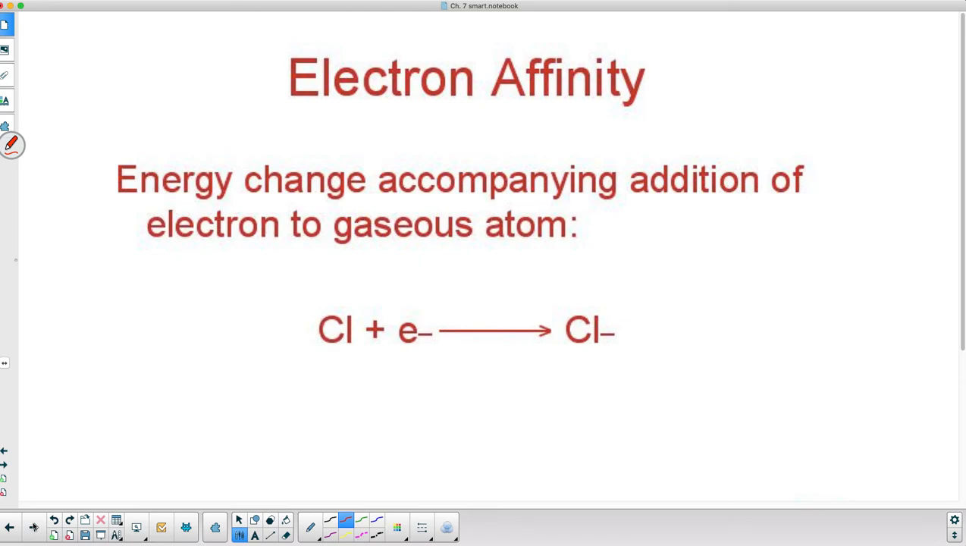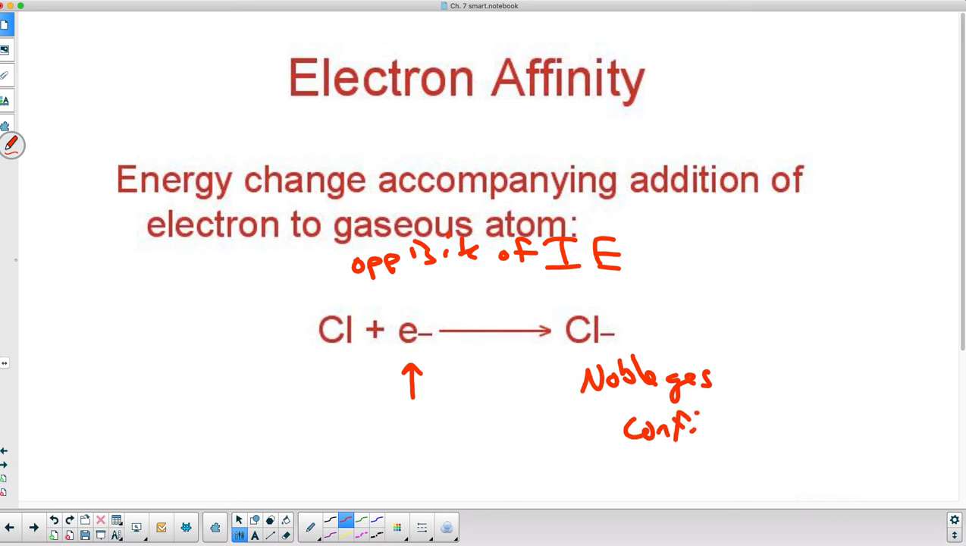Energy change accompanying addition of an electron. So what happens here is when we add an electron, this is like the opposite of ionization energy. So we're now checking the energy change for when we add an electron on. Notice that this is something that chlorine wants to do because now on this side it has a noble gas configuration. Okay, so that's a good thing for it.